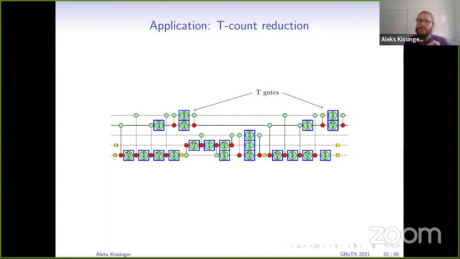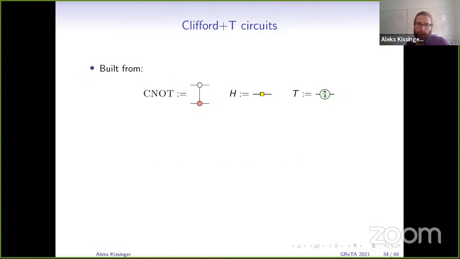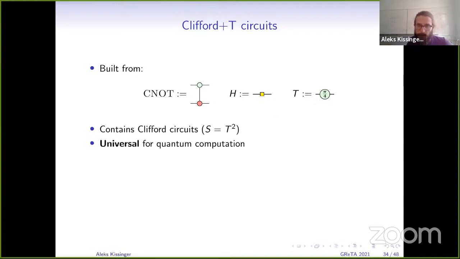The first thing we applied this to was something called T-count reduction. I introduced Clifford circuits before. A little tweak to Clifford circuits gives Clifford plus T circuits. If you were sleepy before, the only thing that's changed here is that there's a pi/4 here now rather than a pi/2. This actually makes a huge difference. It still has the Clifford circuits, because if I just square this thing, I get my pi/2 back. But it's actually universal for quantum computation.